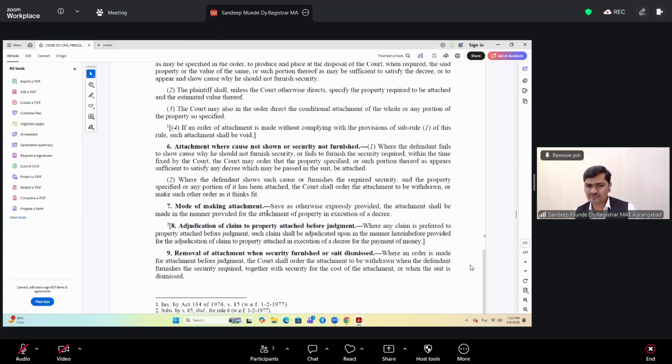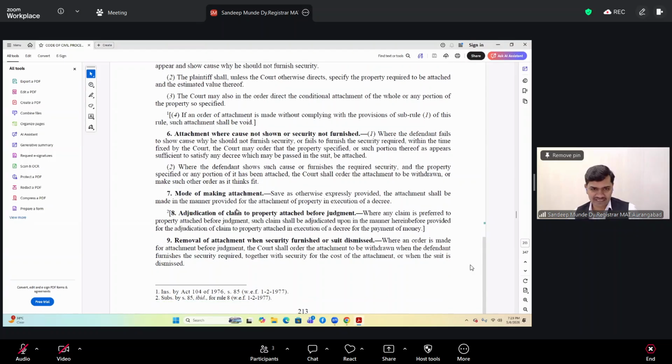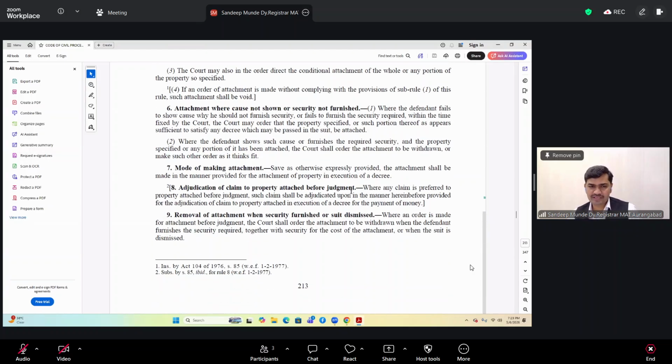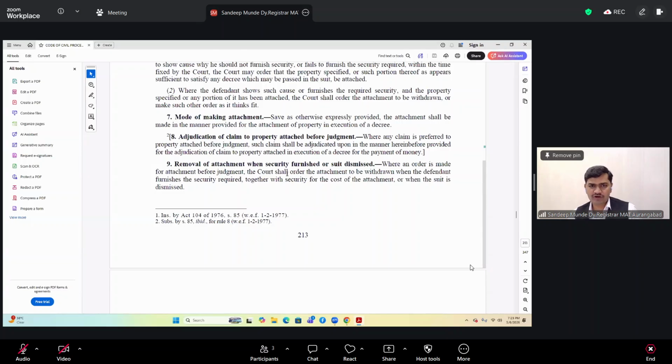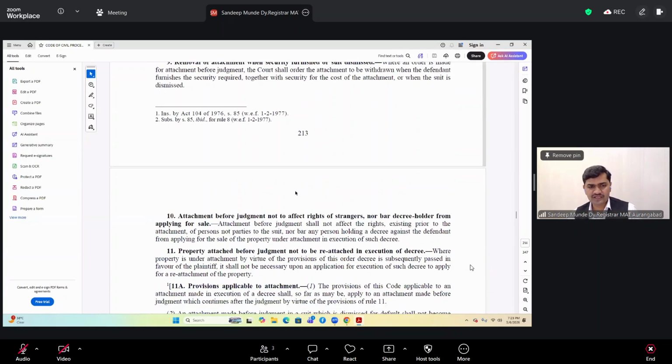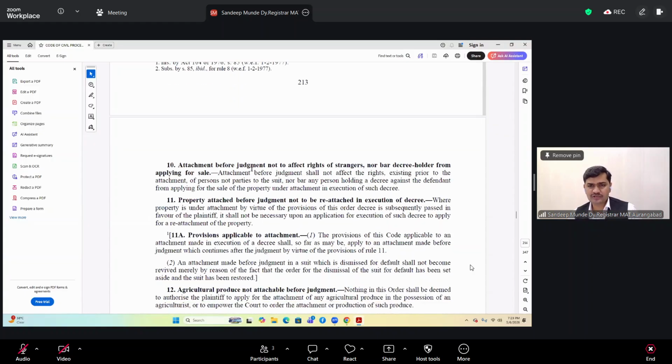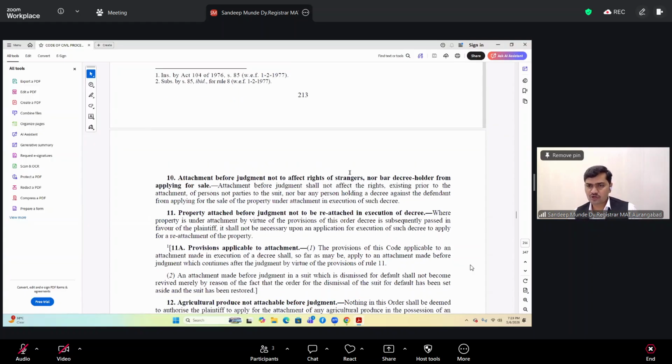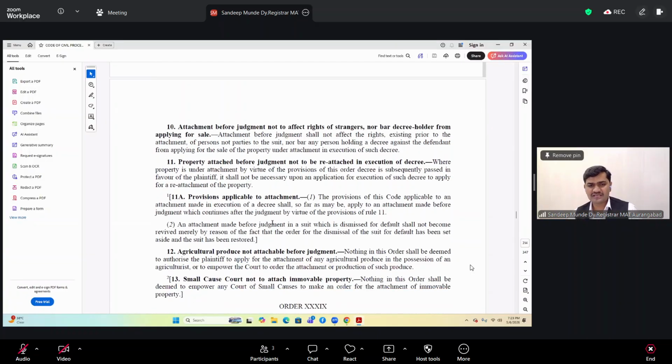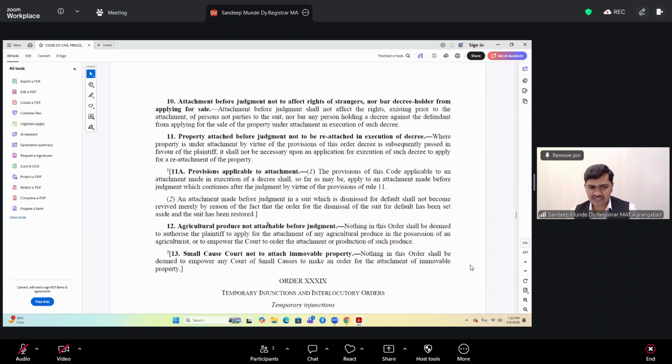Mode of making attachment: unless otherwise expressly provided, attachment shall be made in the manner provided for the attachment of the property in the execution of decree. Adjudication of claims to the property attached before judgment, removal of attachment when security furnished, suit to be dismissed, attachment before judgment not to affect the right of strangers nor bar decree holders from applying for the sale. So only in certain contingencies, the provisions with regards to the arrest and attachment before judgments are applicable.